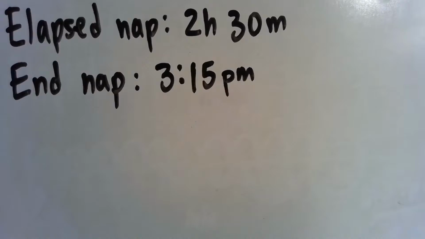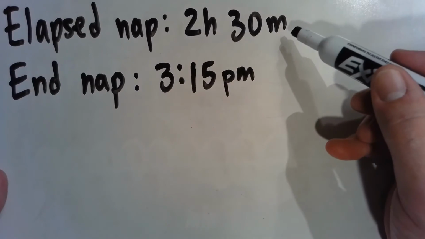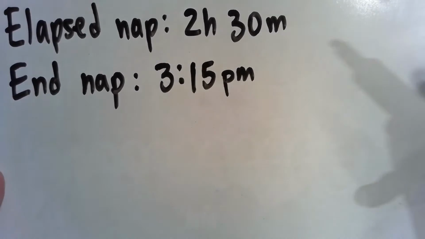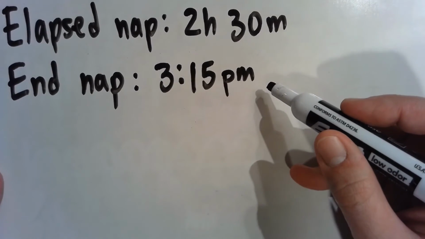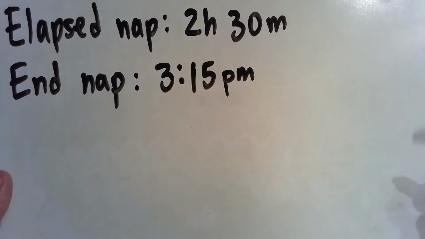we know the elapsed time, we know the end time, but the beginning time, that's like right now. What time is it right now? What time did I put him down? Let's try to figure that out. Vincent's average nap time is 2.5 hours, or 2 hours 30 minutes. And we want him to wake up, or the end time of his nap will be 3:15.